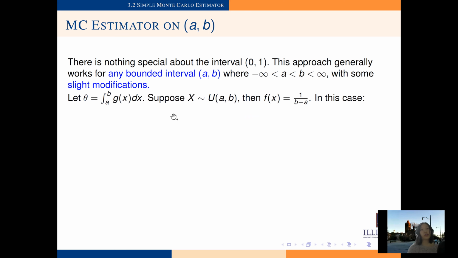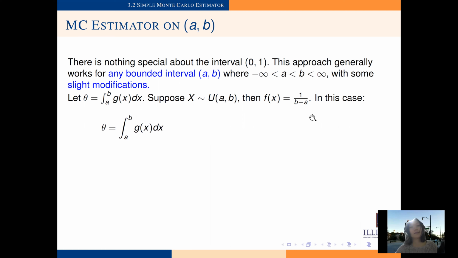So let's consider the more general case, where theta, the thing we want to evaluate, is equal to the integral between a and b of g of x dx. Just like before, let's suppose that x follows the uniform distribution, but this time the uniform distribution between a and b. We know that for a random variable that follows uniform a to b, the PDF f of x is given by 1 divided by b minus a for any x value between a and b.